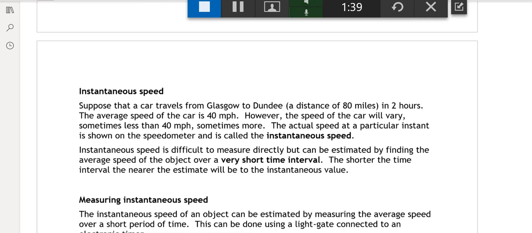Okay, imagine you are driving from Glasgow to Edinburgh. You may take an hour, and you know that it is 40 miles to Edinburgh. So you would say, therefore, that your average speed is your distance divided by your time. If the units were miles per hour, that would be 40 miles per hour. Our notes here have an example of Glasgow to Dundee, a distance of 80 miles, and they travel in 2 hours. So distance divided by time, 80 divided by 2, tells you their average speed is 40 miles per hour.